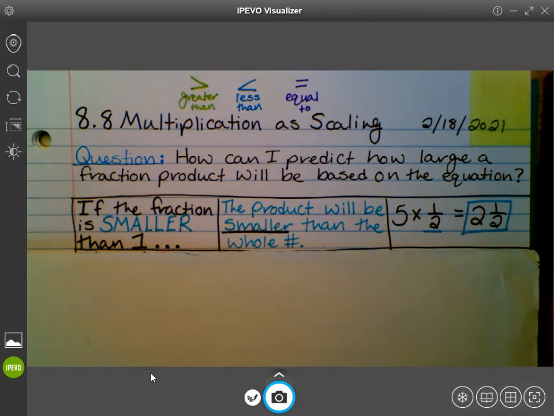Okay, I'm going to give you another moment to finish the first row. I see a few people finishing up that last part of it.